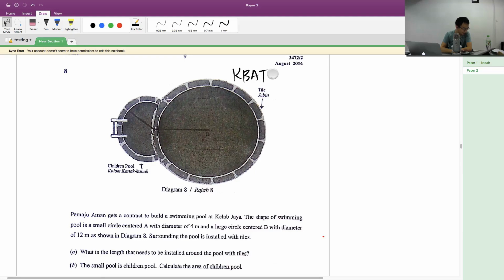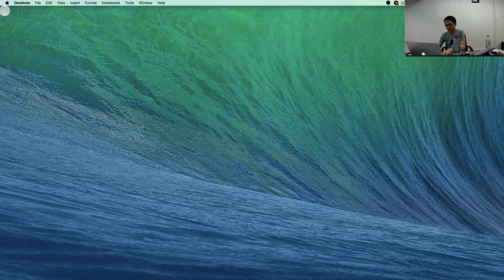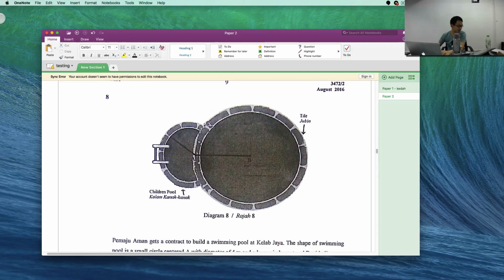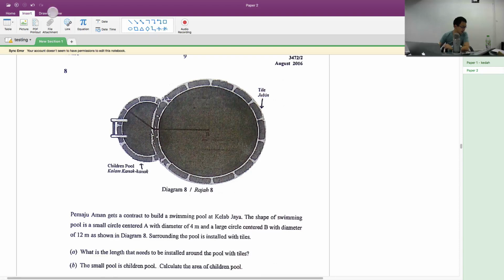Okay, so we will need to solve this one. But before we solve this one, I prefer to draw it out again because this one is a little bit dark and a bit confusing. Let's see, can I draw a circle? It hangs again. Let me close and open again, and then zoom in and insert. I should have a circle here.